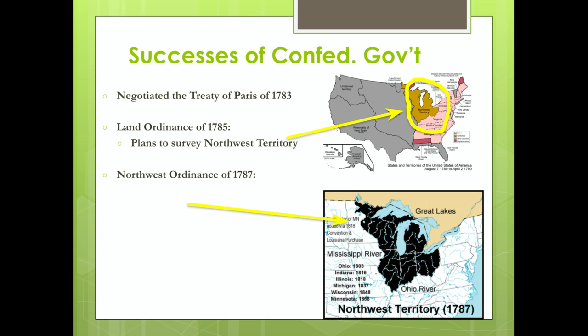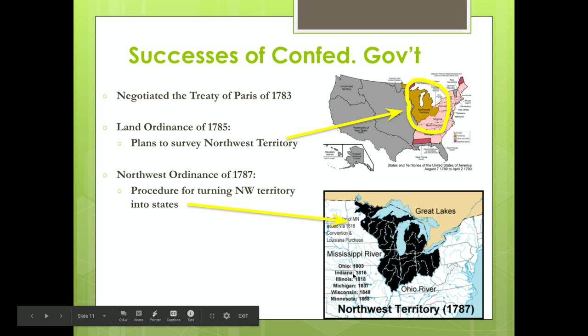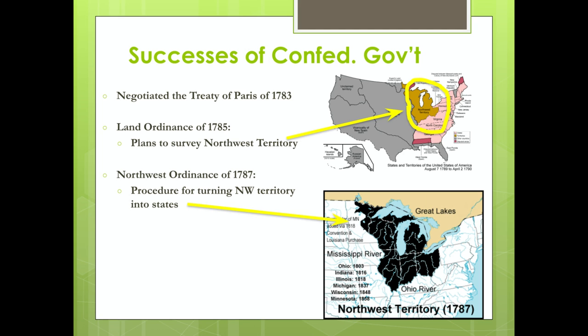And then we had the Northwest Ordinance of 1787, which would start the procedure for dividing the Northwest Territory up into states. And if you look at this picture here, you can see when a lot of those pieces of territory became states. And you can see who they are: Ohio, Indiana, Illinois, Michigan, Wisconsin, and Minnesota.